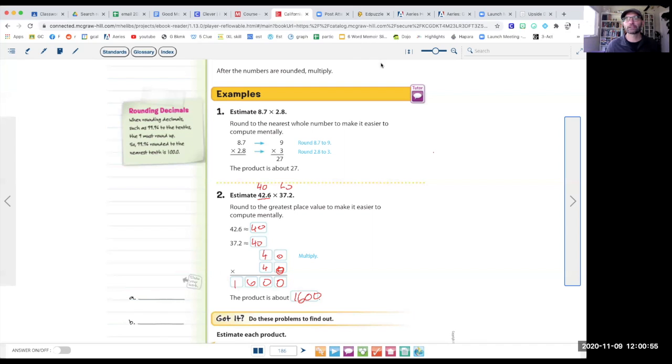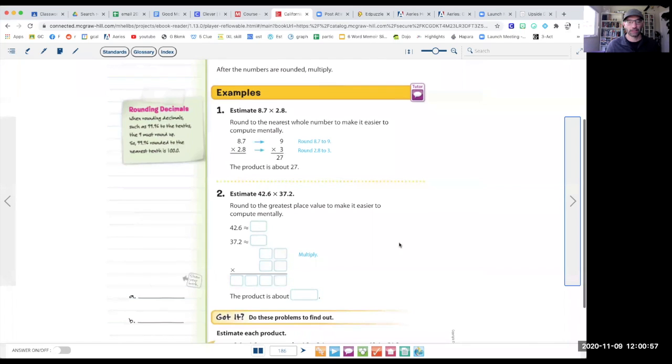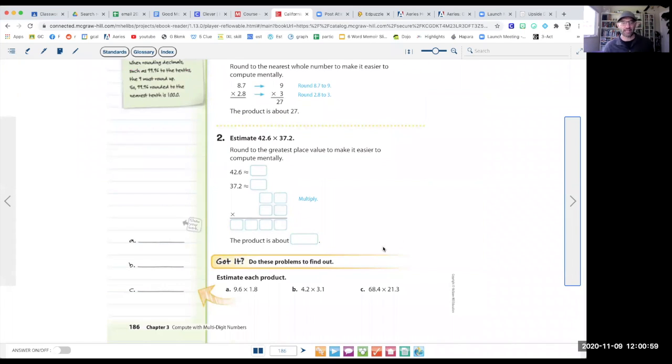So what I want you guys to do now is we're going to do A, B, and C. So we're going to round these to the nearest. For A and B, we're going to round it to the nearest whole number. So you're not going to give me the exact answer. You're going to round it first. So you're going to round 9.6. I'll give you a hint, that's probably going to be 10. 1.8 is probably going to be 2. So why don't you guys try A?